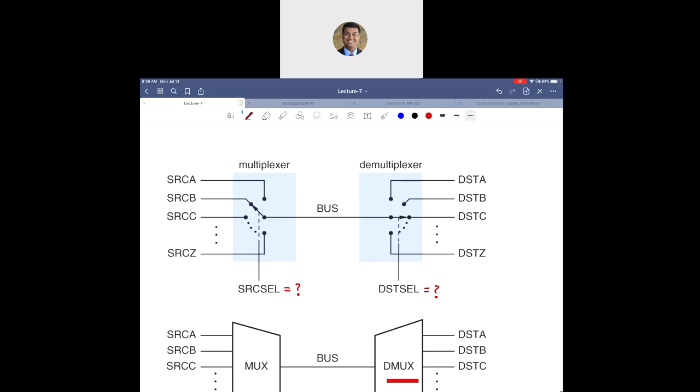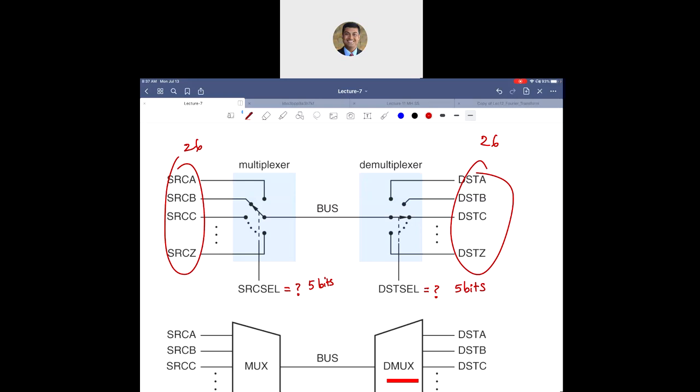All right, so Alex says 5. And I'm hoping that his answer maps to the destination select as well, because there's again 26 destinations too. Absolutely right. 2 raised to 5 is 32. We have 26 of them here. You can't stop at 4 because you only cover 16. You have to go one more. So you have to go 5. That's absolutely right.